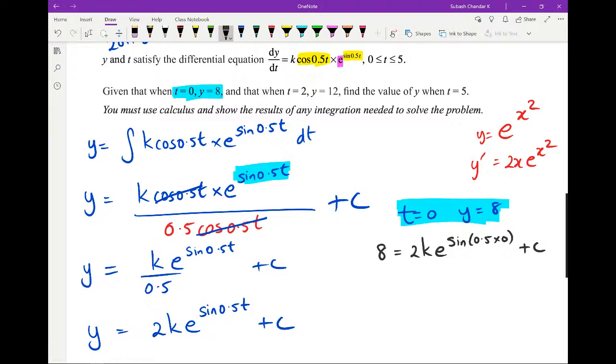Okay, and because of that, we know what do we get? Am I missing something here? We've got sine of 0. Sine of 0 is just 0. So this becomes e of 0 plus c. Now e of 0 is just 1. So we're going to get our first equation, which is 8 is equal to 2k plus c.